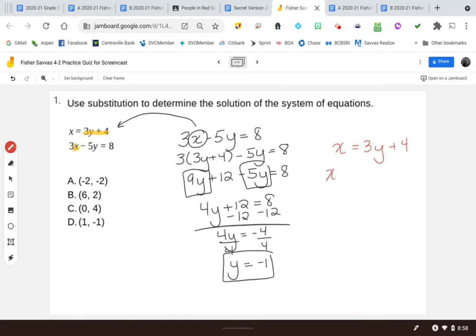So I'm going to have x equals 3 times negative 1 plus 4. So I have x equals negative 3 plus 4, and then that last step would give me x is equal to 1. So my solution, written as a point (x, y), would be (1, -1). So my solution here is D. D is the correct answer.